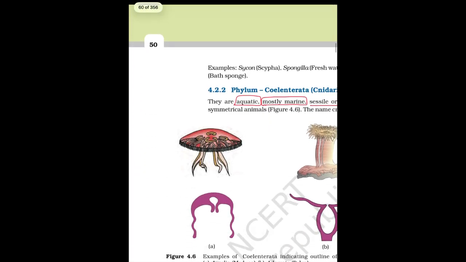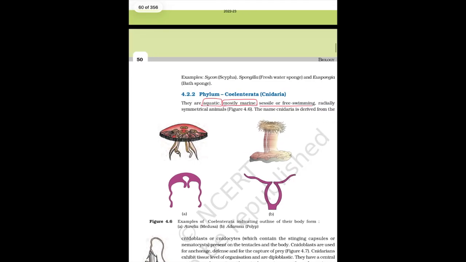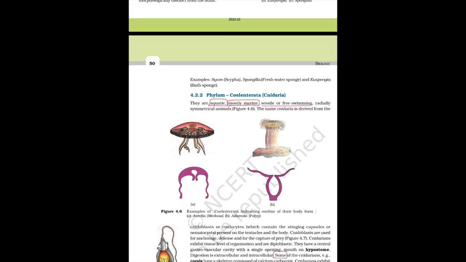Now here also, mostly marine means 90% are marine. If no word like generally or mostly is used, and it just says aquatic, then they are living in water, not on land. But mostly marine means 90% are in marine; 10% you can say are in freshwater also. So it is a must point.